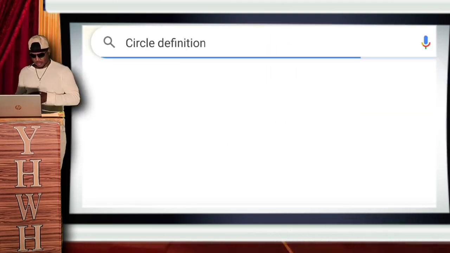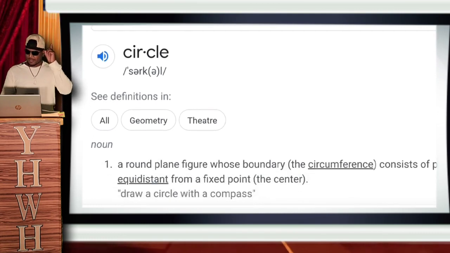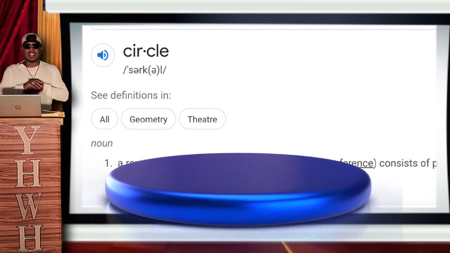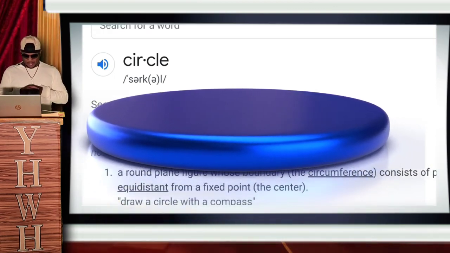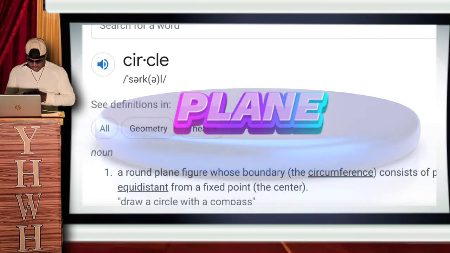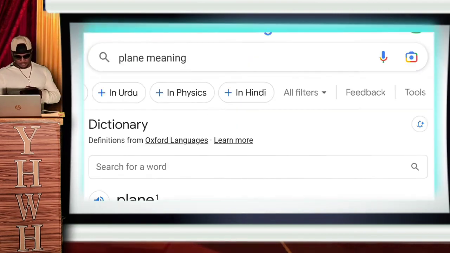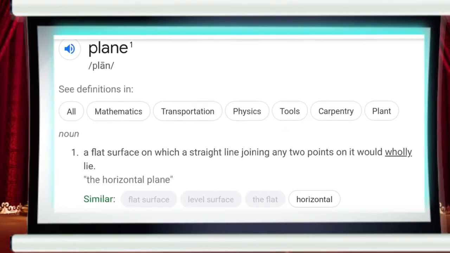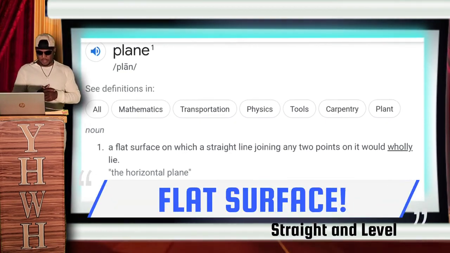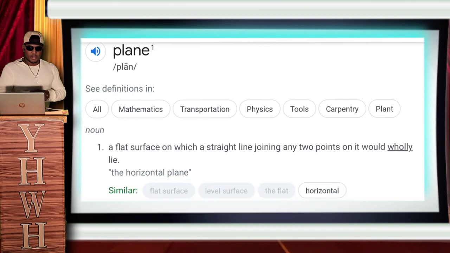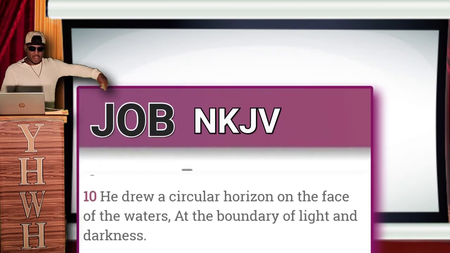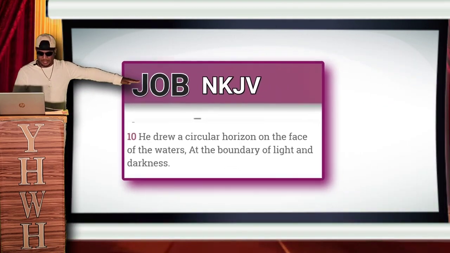Circle definition. Here's the definition of circle: a round plane figure whose boundary, the circumference, consists of points equidistant from a fixed point, the center. A round plane figure. A round plane. All right? Plane meaning. Here's the definition of plane: a flat surface on which a straight line joining any two points on it would wholly lie. Boom. A flat surface. So for the last time, Job 26:10. When God drew a circular horizon on the face of the waters, he's drawing something over a flat, round plane. All right?